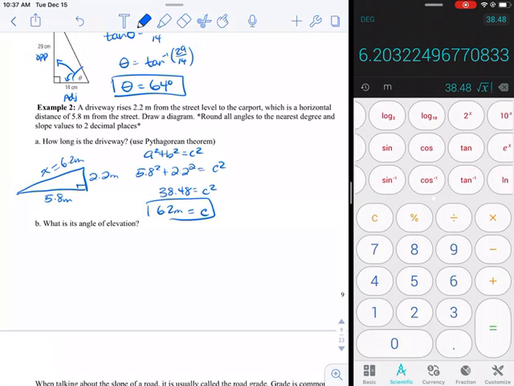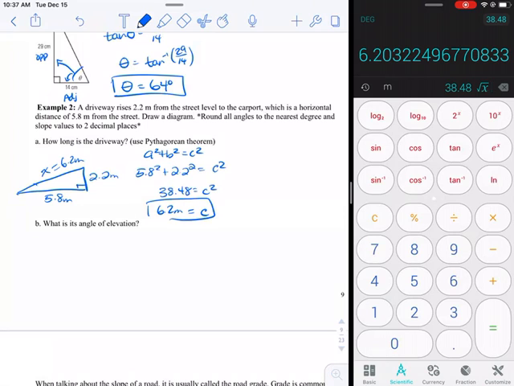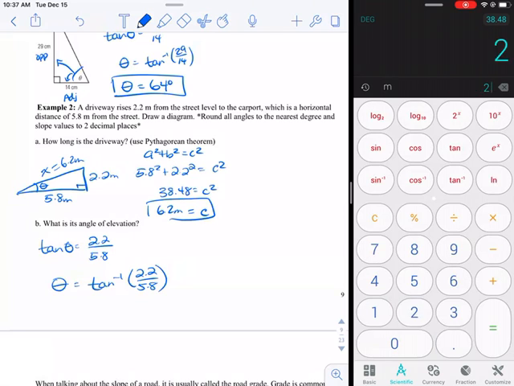Now the angle of elevation is this angle there. So we're going to use tangent again, and the opposite is 2.2, and the adjacent is 5.8. So use the -1 function on your calculator, tan -1. Type in your ratio, 2.2 divided by 5.8, and then press the tan -1, and you get 21 degrees.